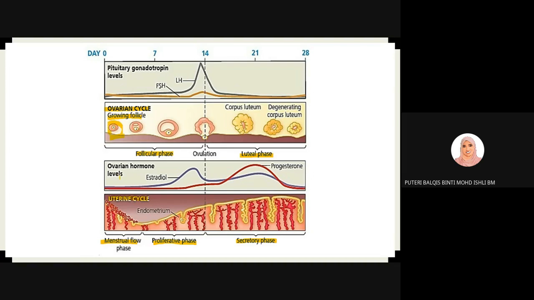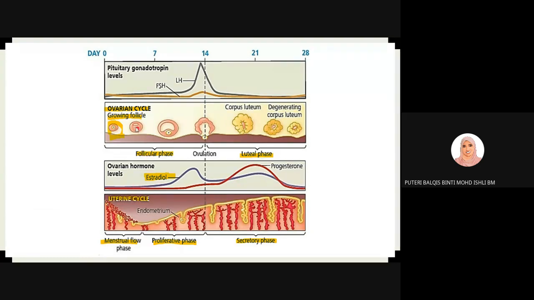The growing follicle will secrete estrogen. As you notice, at the beginning the estrogen level is low. Why? Because the follicle baru nak grow, so the estrogen released by this follicle is also low. At the same time, shedding of the endometrium occurs, due to the low level of progesterone.